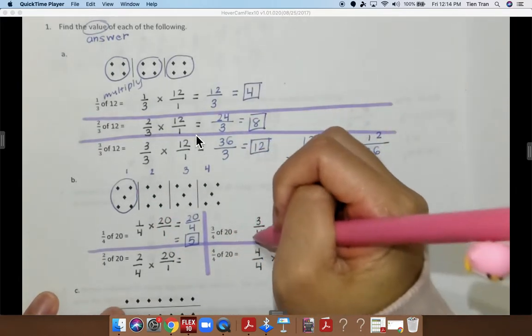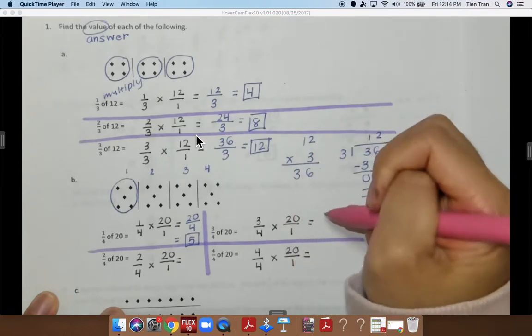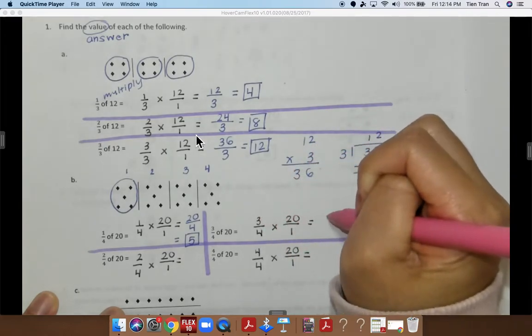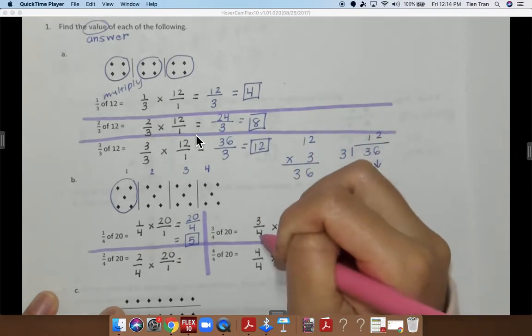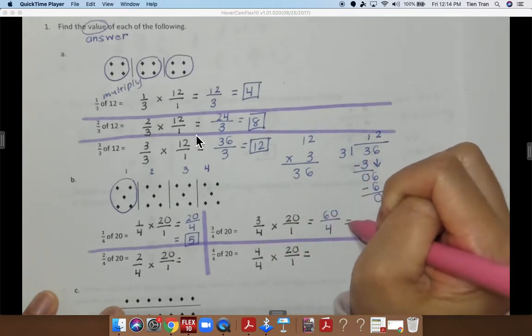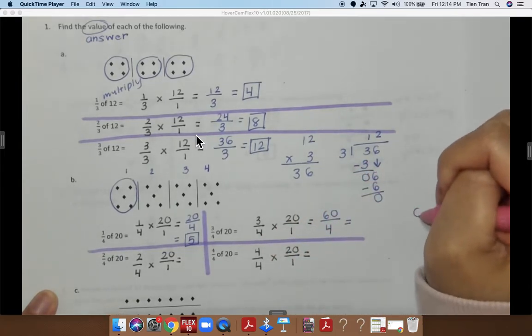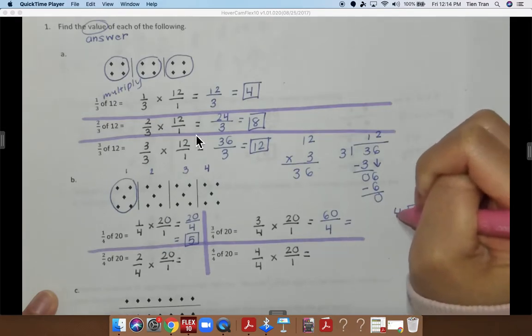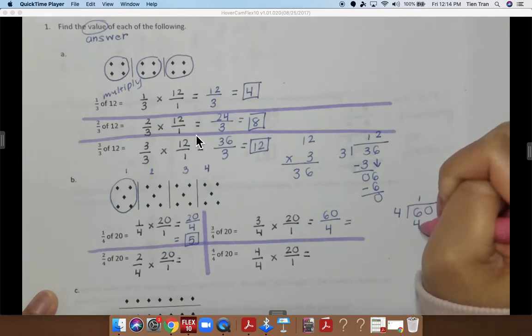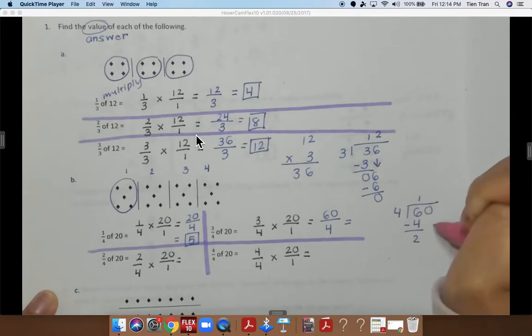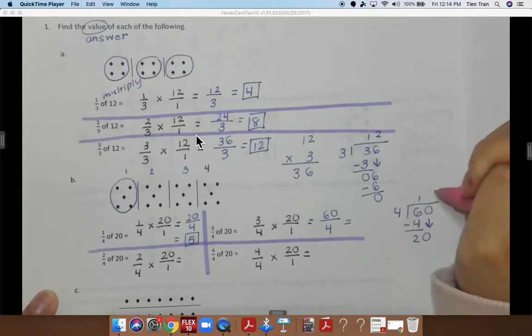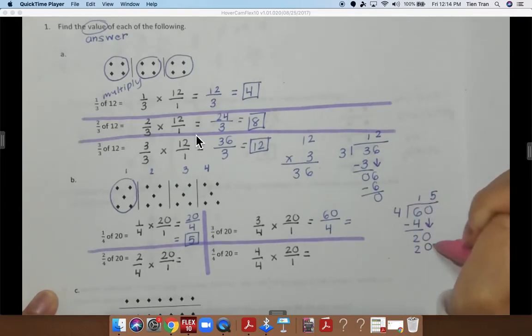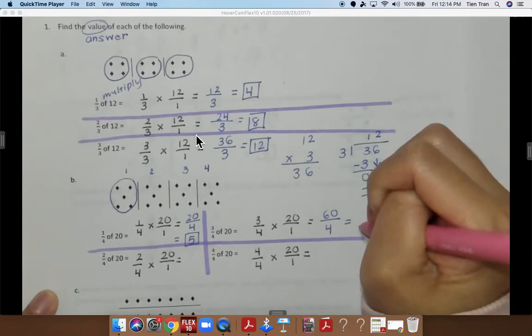On this side, you have 3/4 of 20. 3 times 20, or 3 times 2 is equal to 6. Add my 0. 4 times 1 is equal to 4. And 60 divided by 4. So I would find out 4 goes into 6 one time. Subtract. 6 minus 4 is 2. Bring down your 0. 4 goes into 20 five times. So your answer would be 15.